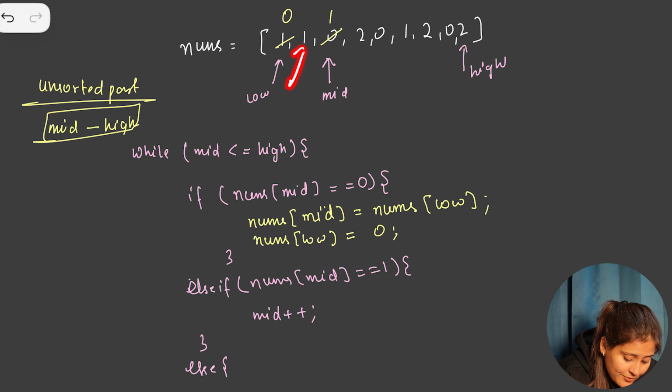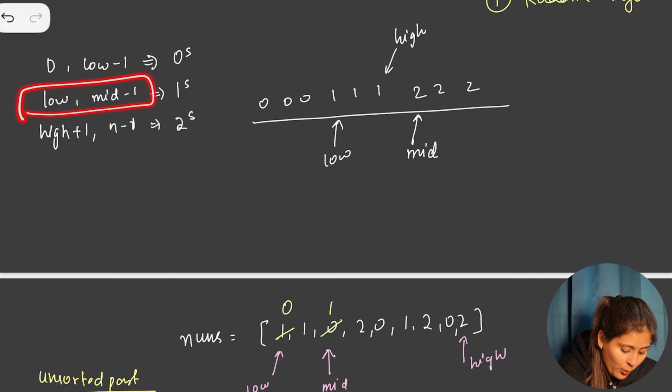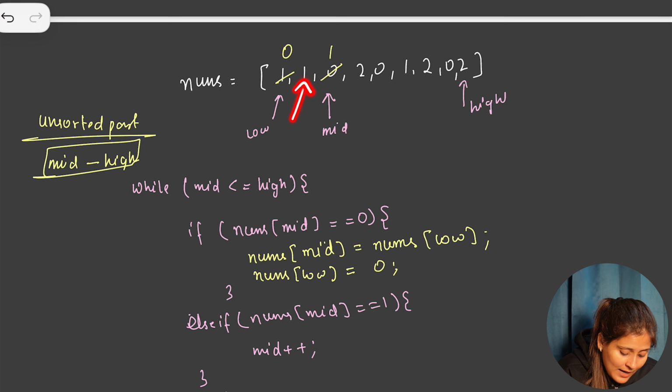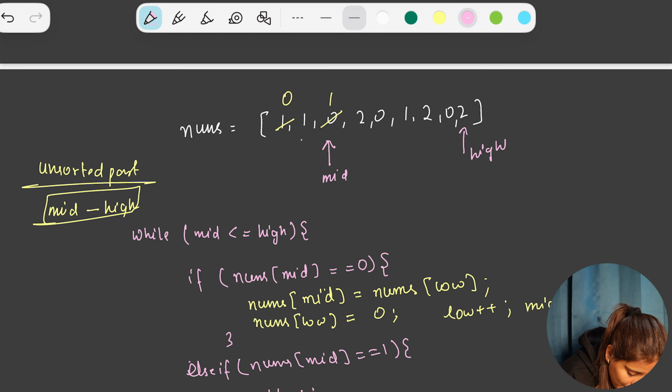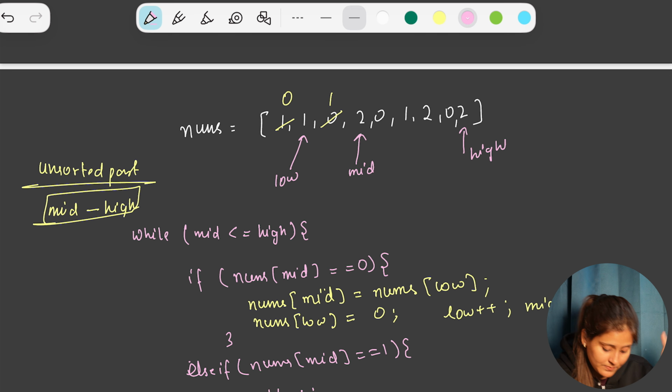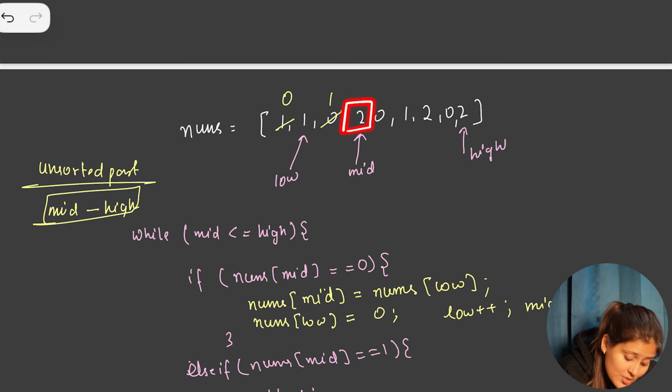So mid said from low to mid minus 1. To hold that, mid also should move to the next position, correct? See here, low to mid minus 1 was having all ones. So low will come here and mid will come here. Low plus plus and mid plus plus, correct? Let's move this. So low will point to this and mid will point to this. Done. Now mid will say, I have 2 and this 2 should be given to what position? High position.